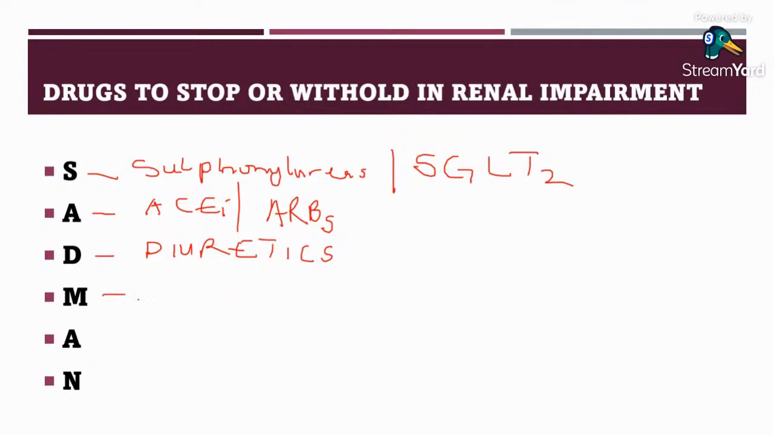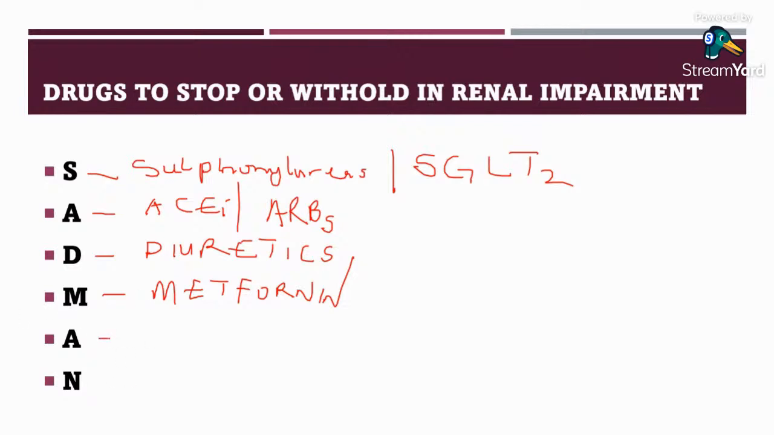The next one, M, stands for metformin. Metformin is used to manage diabetes, and it can affect the kidneys, especially if the patient's creatinine clearance is less than 30 ml per minute. The minimum creatinine clearance for metformin is 30 ml per minute. So if a patient has creatinine clearance less than 30 ml per minute, we should normally stop metformin.